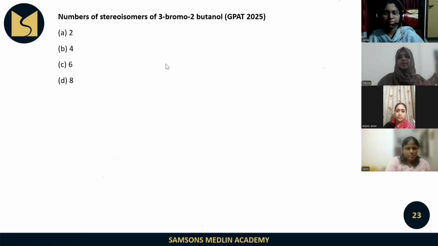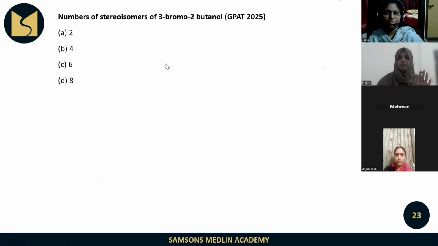Then coming to 3-bromo-2-butanol, you can see butanol. Butanol means how many carbon atoms are included in that structure? Anybody? 4 carbon atoms, right? So 4 carbon atoms are included in the structure of butanol. There is also a functional group. Which functional group will be there? Alcohol. Yes, alcohol, that means the hydroxyl group, the OH functional group. So the 4 carbon atoms are attached with an alcoholic group at which position? At the second position, 2-butanol, right?